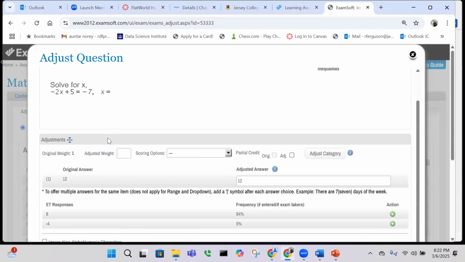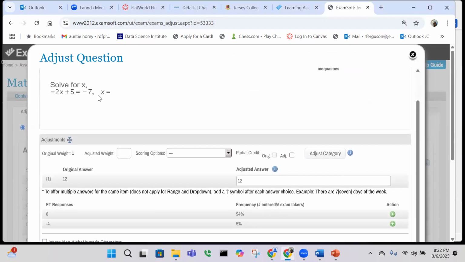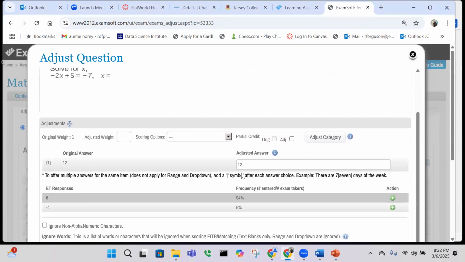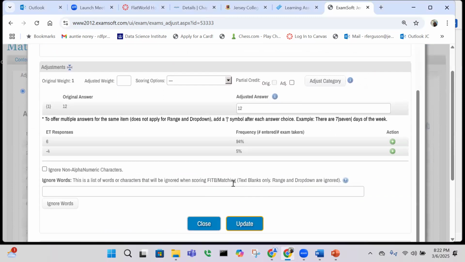Next is another 3 steps. Not 3-step, 2-step problem. We're solving it and I want to know what X is. 94% got it. Excellent. Yep, that was another one where it marked mine wrong. I have 6 and it's saying your answer says 12.